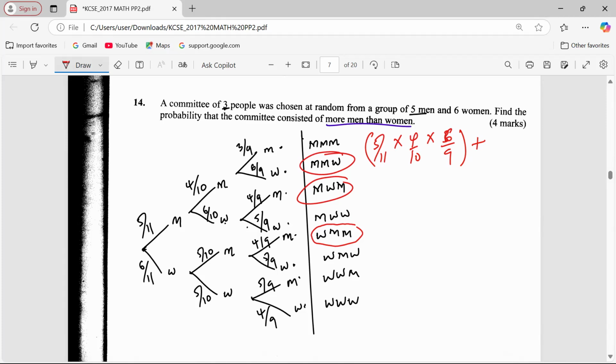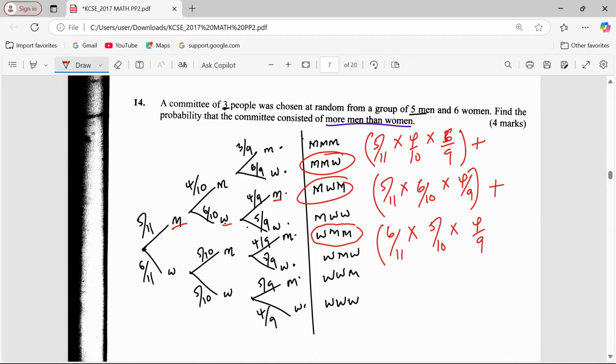Then the next one, it can be man, 5 over 11. Woman, 6 over 10. And man again, 4 over 9. So man, woman, man, that way. Or finally, woman, 6 over 11. Man, 5 over 10. And man again, 4 over 9. So those are the possibilities.